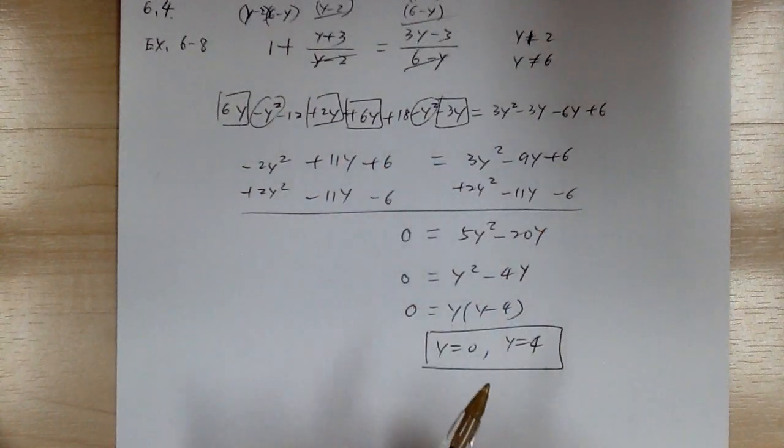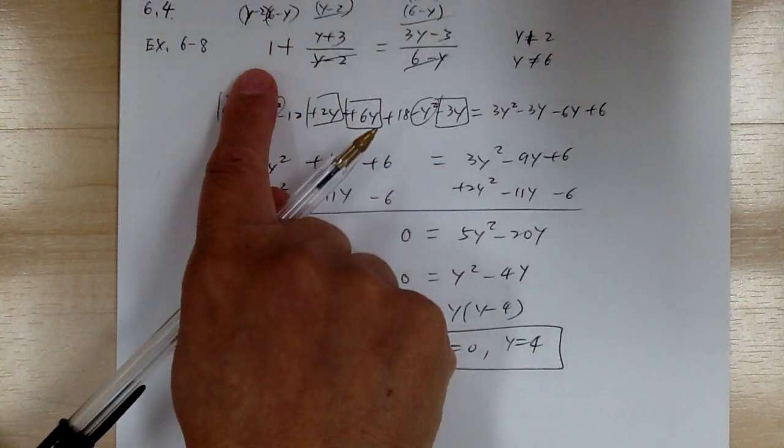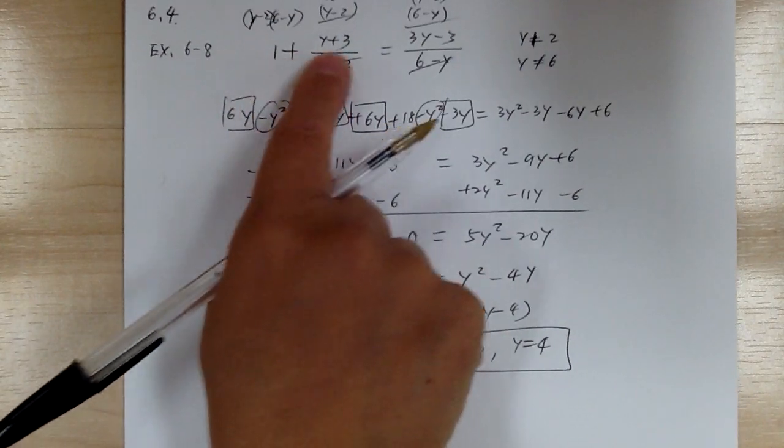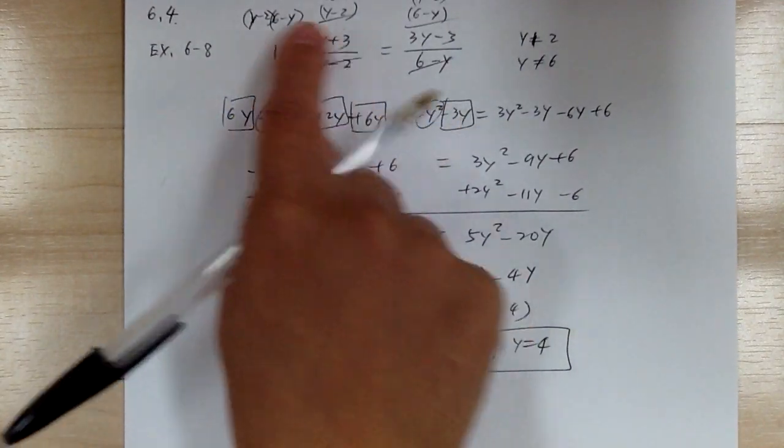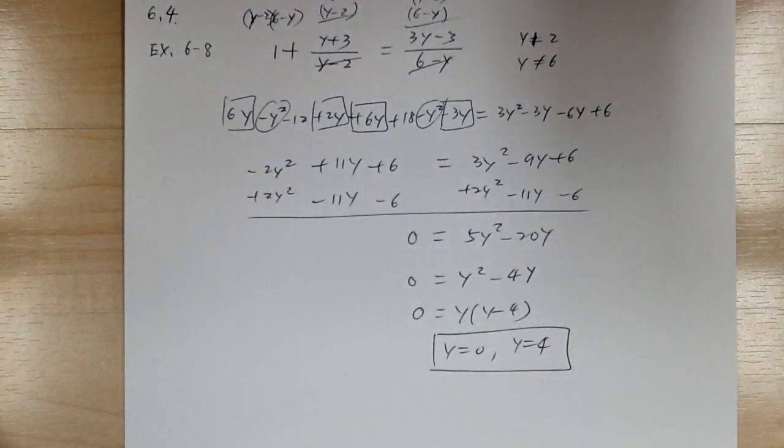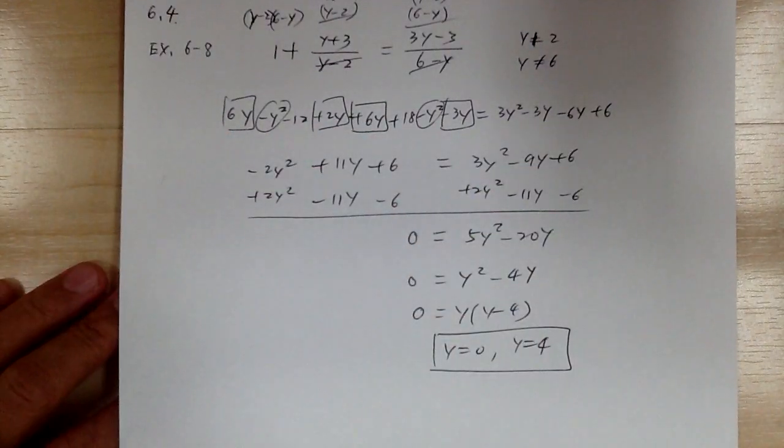So again, there are variations. There are many ways you can do this. Like I said before, you can combine this first before you multiply, so you don't end up with a lengthy equation. Okay, now let's go to the next one.